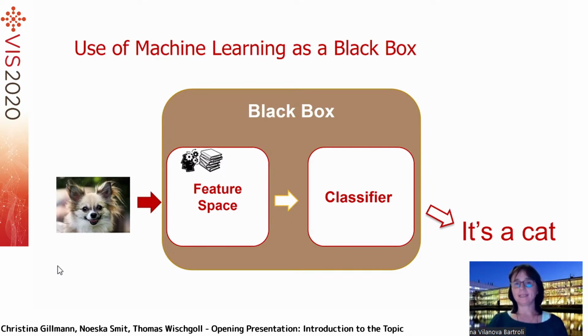So basically what I mean by that is that if you have an image, you put it in, and then you get out, for example, in this simple case of cats and dogs, it tells you whether it's a cat or a dog. So in this case, it says it's a cat.